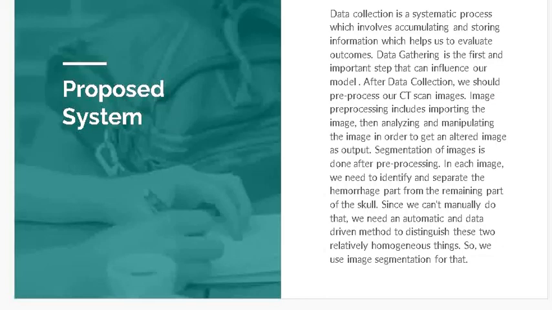Proposed system: data collection is a systematic process which involves accumulating and storing information. Data gathering is the first and important step that can influence our model. After data collection, we should pre-process our CT scan images. Image pre-processing includes importing the image, then analyzing and manipulating the image in order to get an altered image as output.